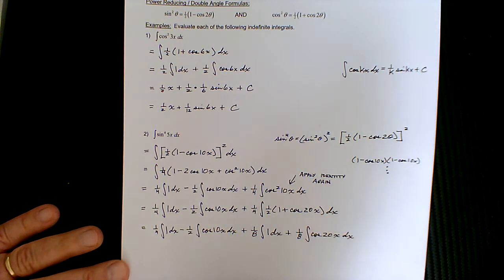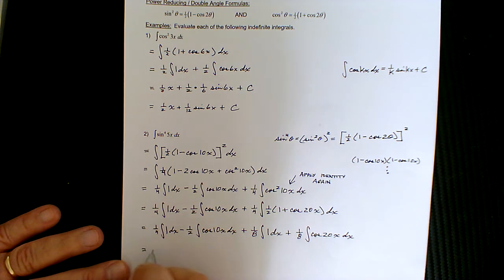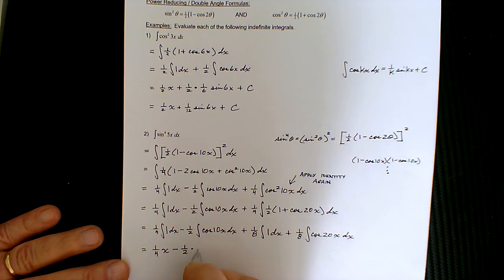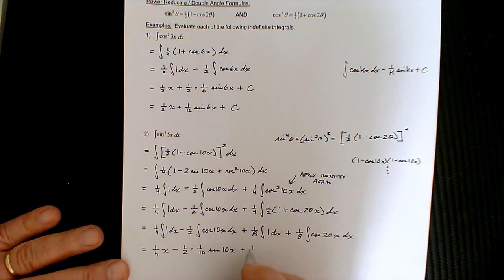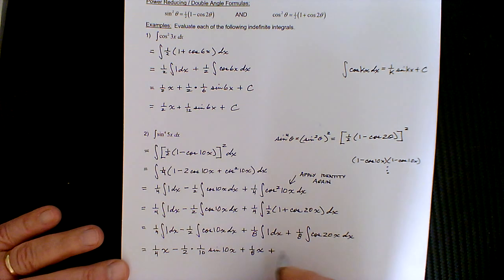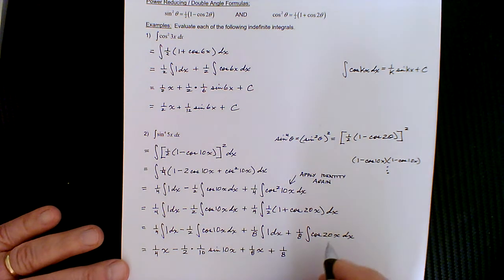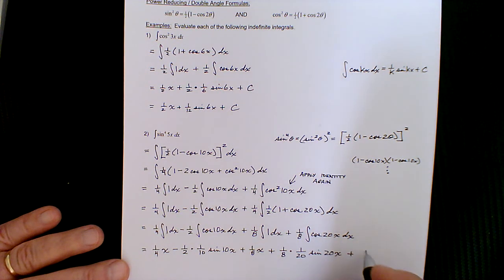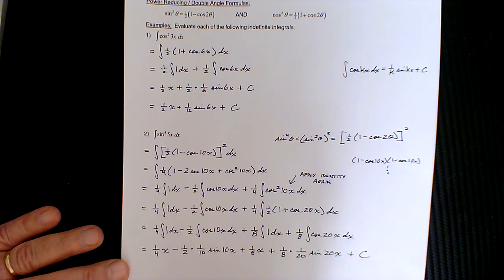So now everything is readily integrable, and so we'll integrate. So 1/4 integrating 1 with respect to x, you get x minus 1/2. Here's our linear argument again. Cosine 10x integrates to be 1/10 sine of 10x. Plus 1/8. 1 integrates to be x again, and then plus 1/8. And cosine of 20x is 1/20 sine of 20x. And then we'll add our constant of integration at that point.